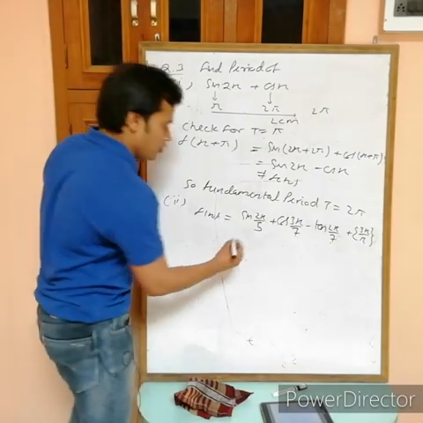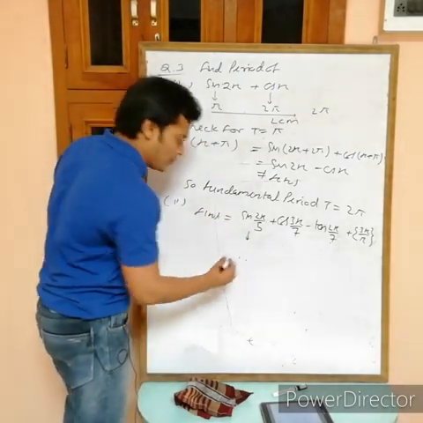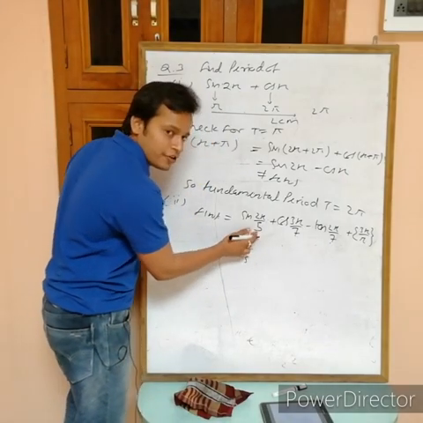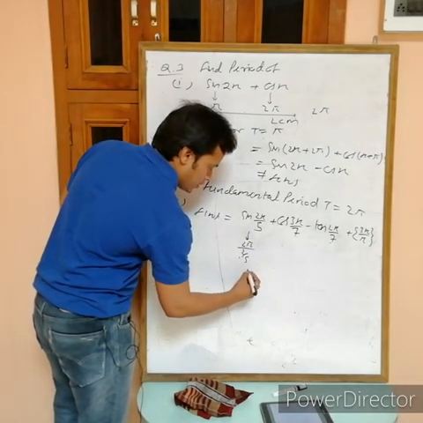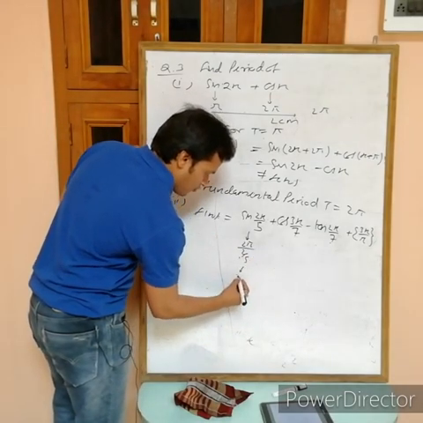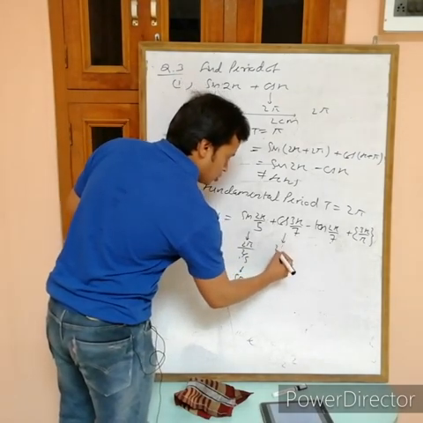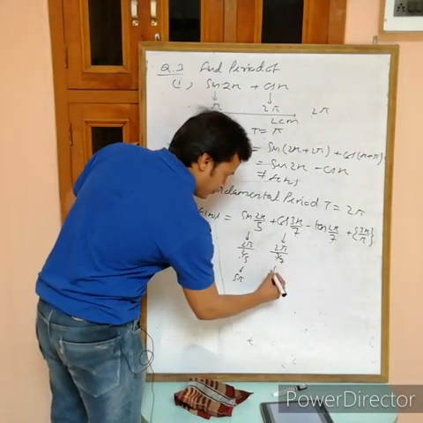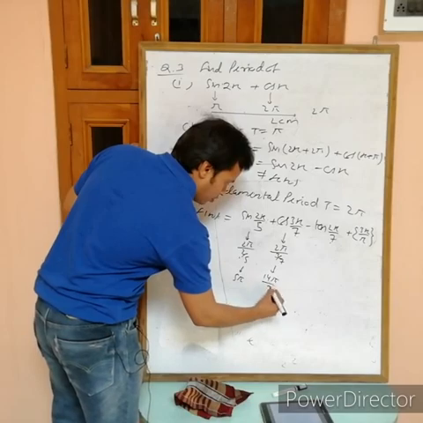The period of sin x is 2 pi, so the period of this one is 2 pi divided by 2 by 5, the coefficient of x in the denominator. So what we are getting is 5 pi. Now the period of this one is 2 pi by 3 by 7. So what we are getting? This one is 14 pi by 3.